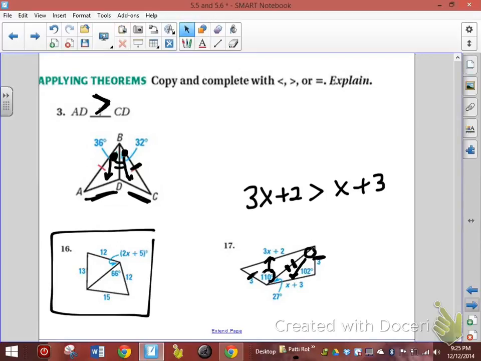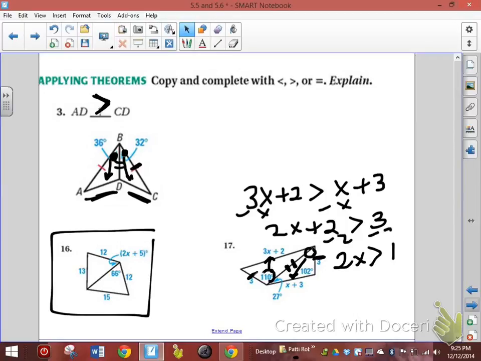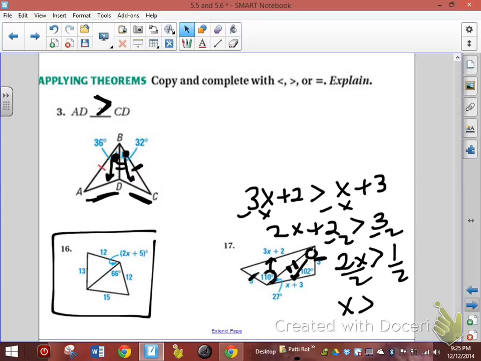And then you got to solve it for x. So you subtract x, so you get 2x plus 2 greater than 3. Subtract your 2, so you get 2x greater than 1. Divide by 2, so you get x greater than a half or 0.5.